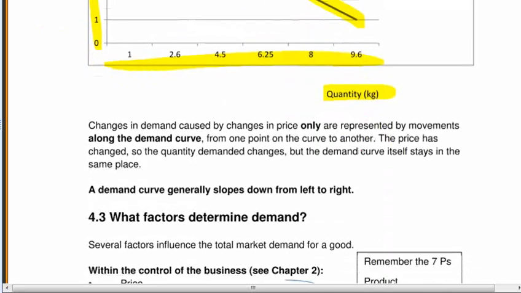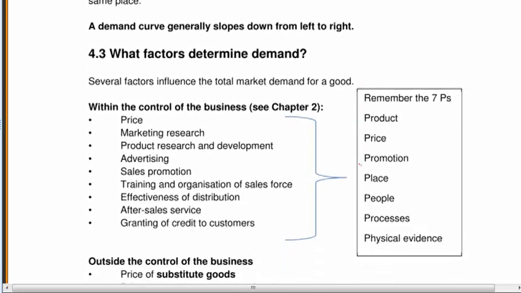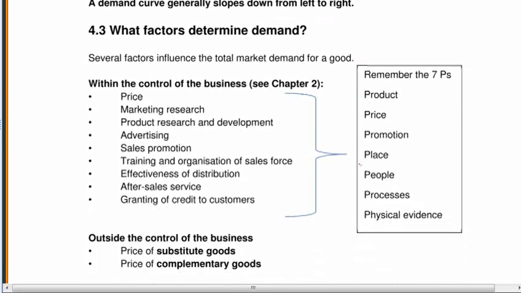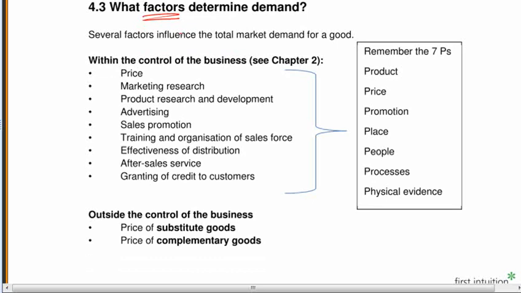Now, what factors determine demand then? What factors determined that if the price per kilogram of biscuits was £3, this household would want 6.25 kilograms? Well, factors that influence demand are listed here, and what we've done is categorize them as some being within the control of the business, but some being outside the control of the business.